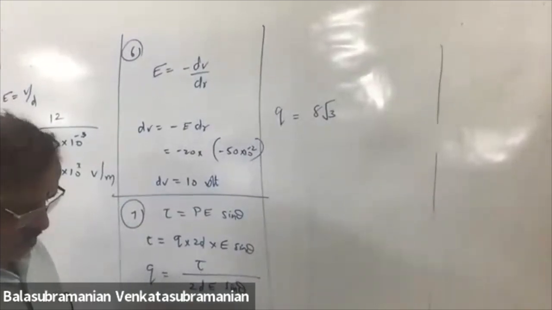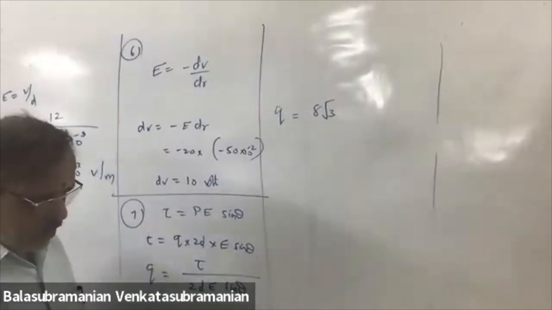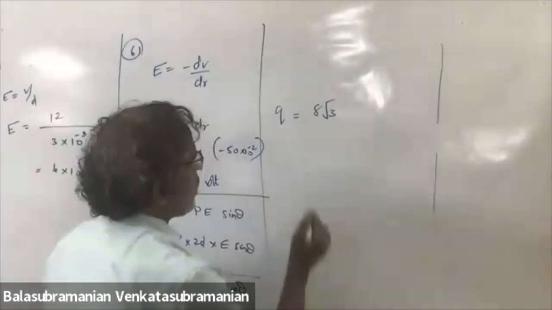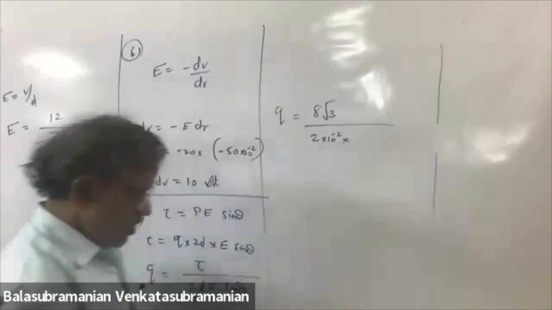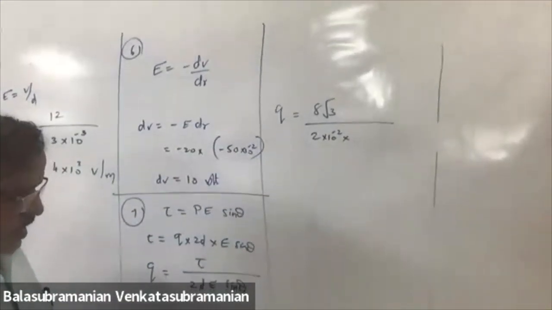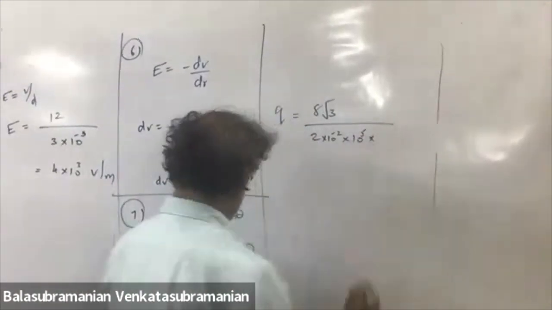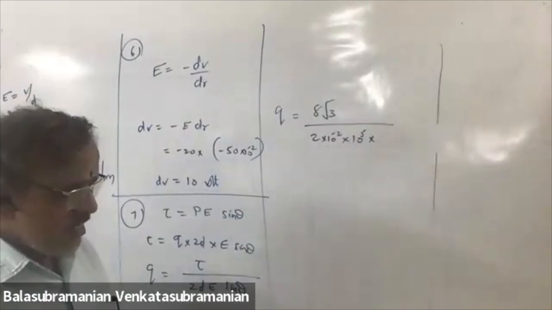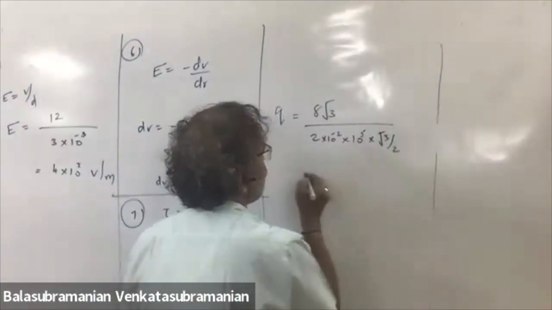8 √3 by 2D. Dipole of length 2 centimeter, 2 into 10 power minus 2, into E, 10 power 5, sin theta, sin 60 degree, that is √3 by 2.